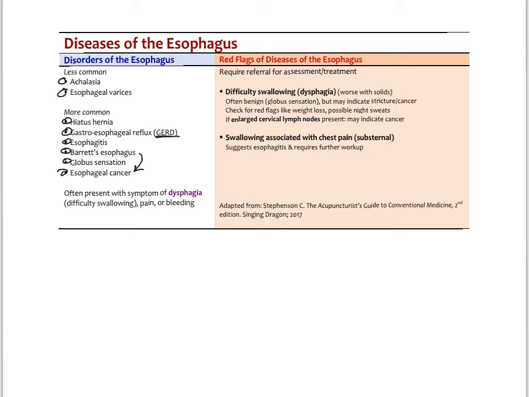The typical finding with any sort of esophageal disorder is going to be dysphagia, and that is the medical term for difficulty swallowing. Often there'll be pain and bleeding. Now, interestingly, we often ask the question clinically with dysphagia, is it dysphagia to liquids, dysphagia to solids, or both? And so that would be important to differentiate.